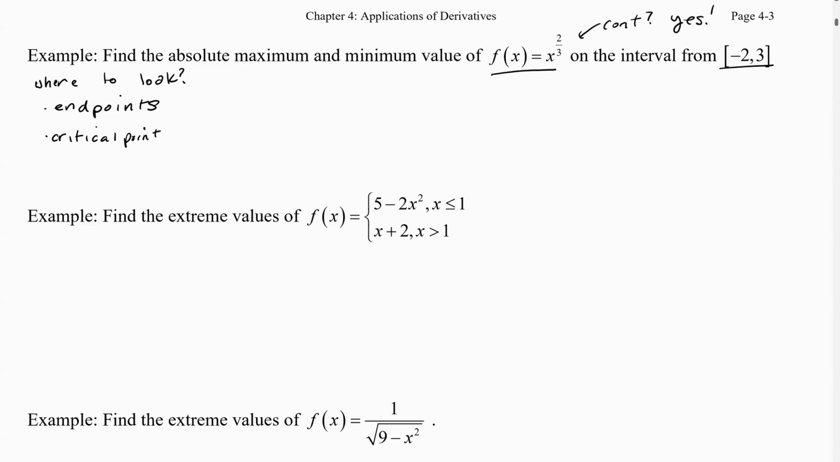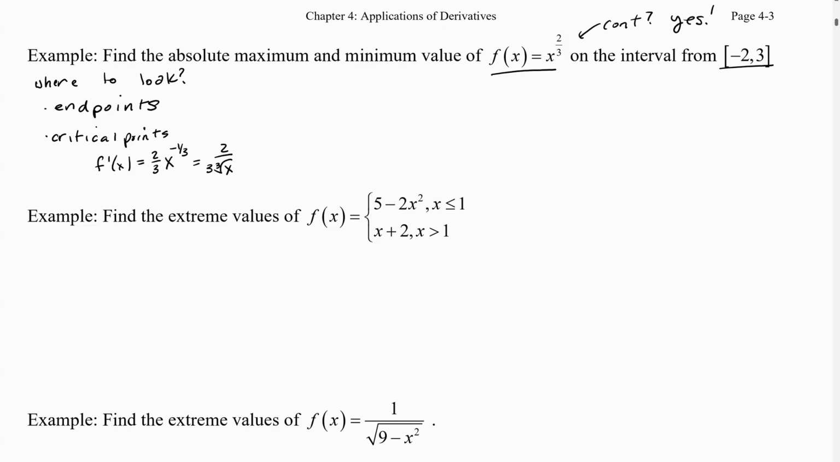Places where the derivative is equal to 0 or where the derivative is undefined. So let's start this. Let's take a look at the critical points. If I take the derivative of that function, I bring the power down, so I get 2/3 x to the negative 1/3, which can be rewritten as 2/3 times the cube root of x.